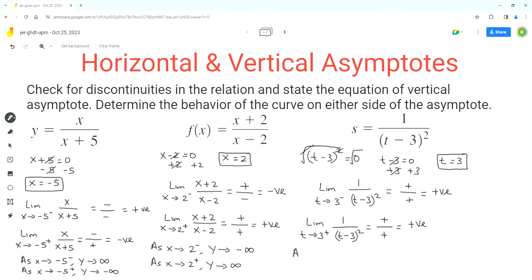So as t approaches 3 from the left side, y approaches positive infinity, and as t approaches 3 from the right side, y approaches positive infinity. So this is the behavior of the curve of this rational function on either side of the vertical asymptote. So these are the steps you have to keep in mind to solve a problem like this one.